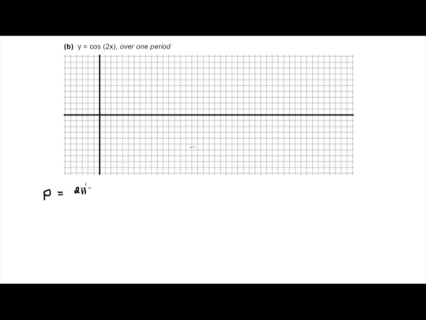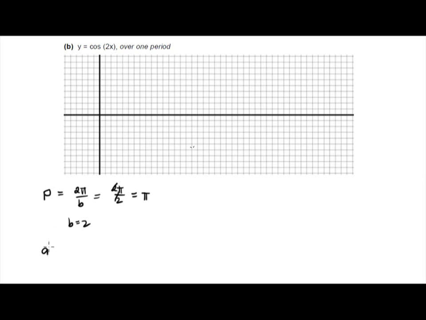Period is 2 pi over b. Now b is the coefficient of x. So our b here is 2. So 2 pi over b is 2 pi over 2, or simply pi. So the period of cosine 2x is pi.